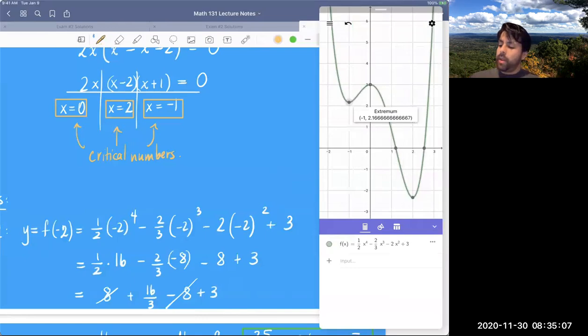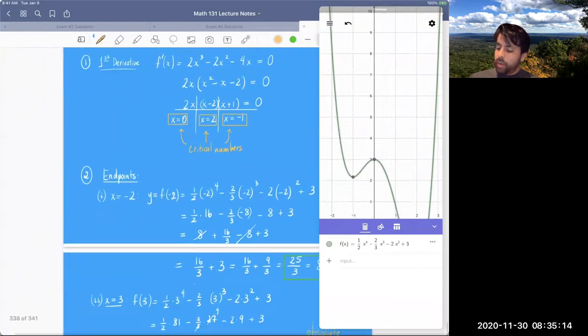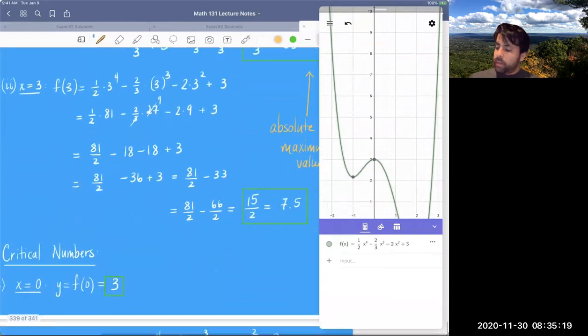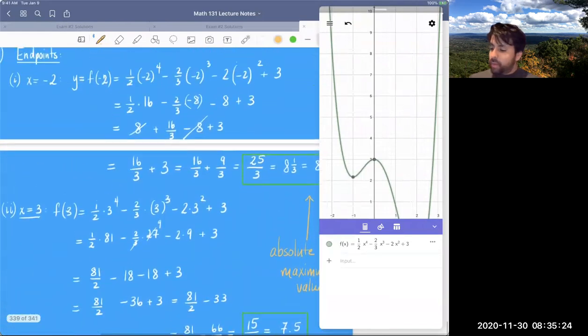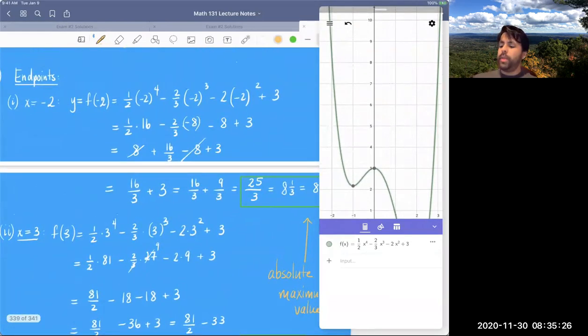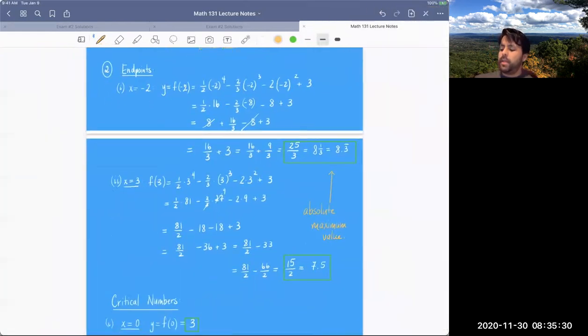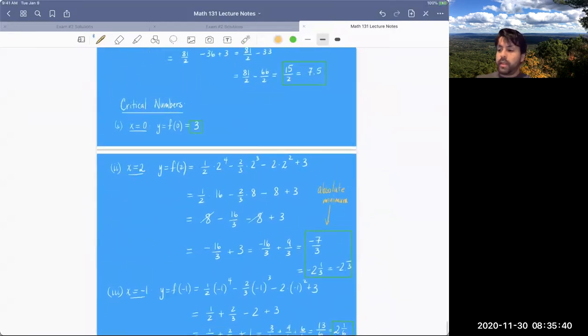Then we had to look at the endpoints, and my endpoint was negative 2, right? And it looks like it's exactly what we found. At negative 2, we found that it would be 8.3. And at 3, what was it? At 3, it was 7.5. So what's going to be bigger? The 8.3 one. So that's why on that interval, 8.3 is the biggest, and negative 2.3 repeated is the smallest. So any questions about absolute max and absolute min?